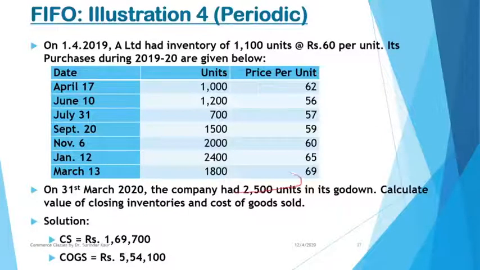This is your closing stock, right? So you are to measure the value of closing stock and cost of goods sold. Now if closing stock is of 2500 units, it must be from the latest lot. This is the assumption of FIFO, isn't it?